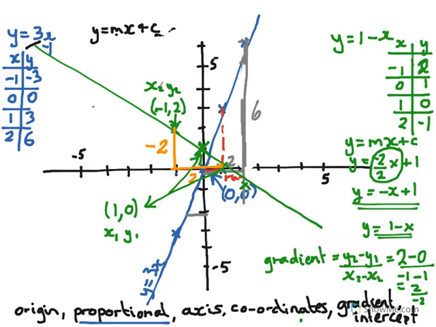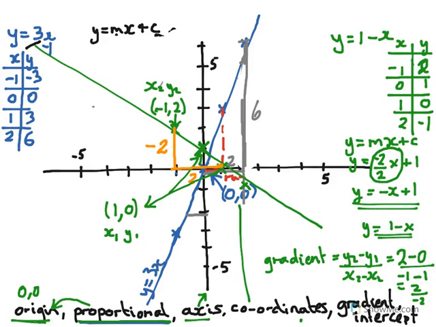So this is another basic introduction to equations of a straight line. We have defined the word origin, the point 0, 0. We've defined the word proportional. When a straight line goes through the origin, the graph is proportional. If it doesn't go through the origin, it isn't proportional. The y-axis is always the vertical axis. The x-axis is always the horizontal axis.